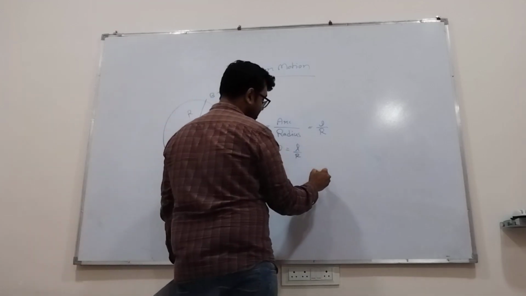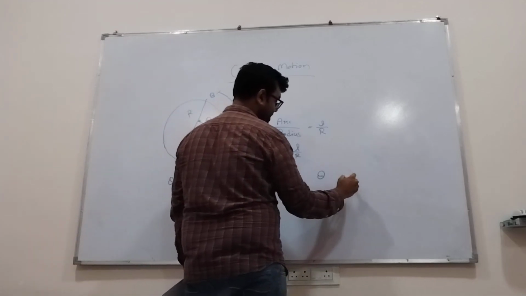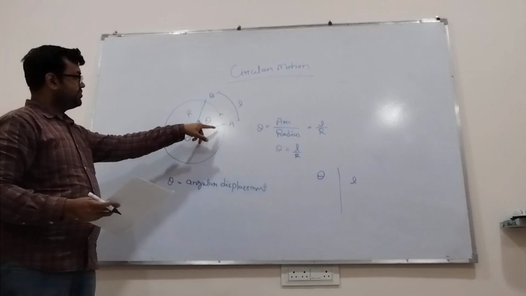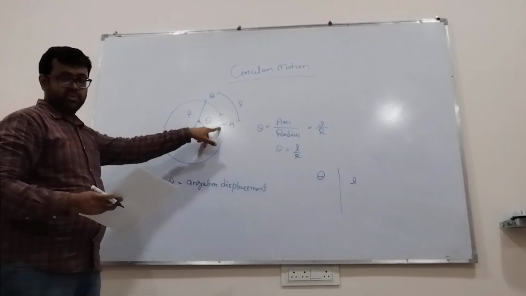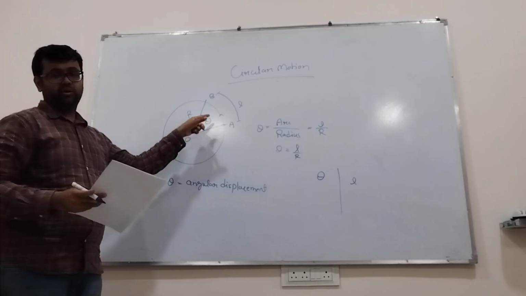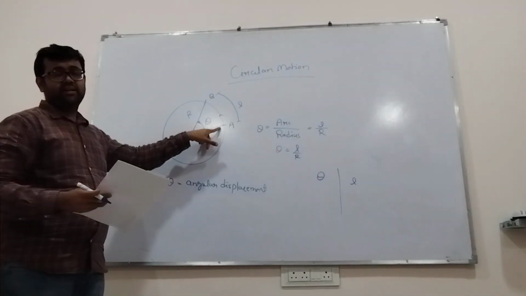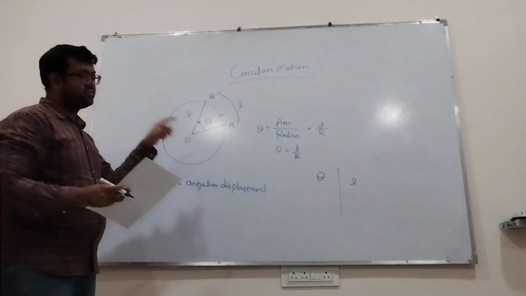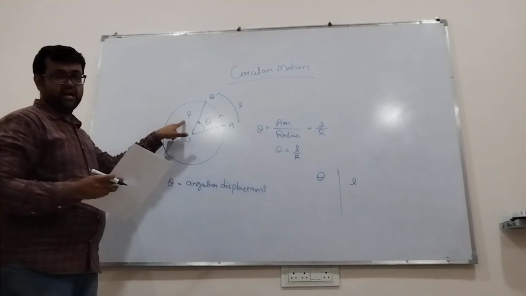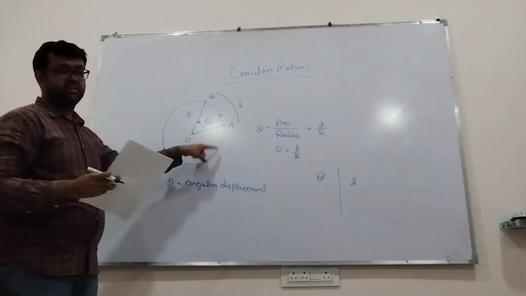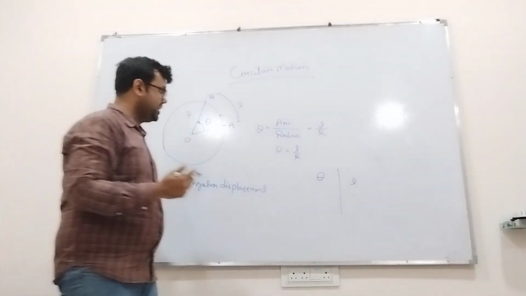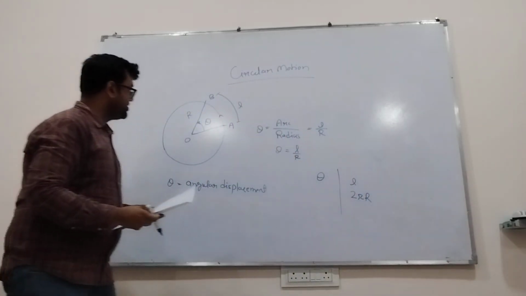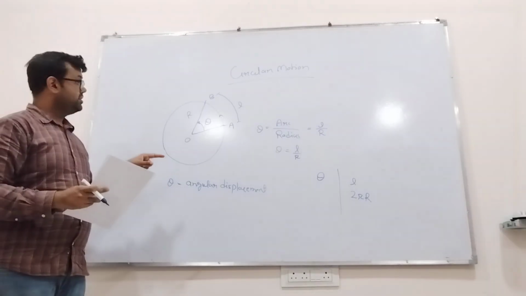So now suppose this is the angle and this is the displacement. Now suppose the object is moving from point A and has completed one round. So again it has come to the point A. Okay. So how much distance has it covered? If the radius is R, this length is nothing but the perimeter of the circle, that is 2 pi R. And how much angle has it moved?